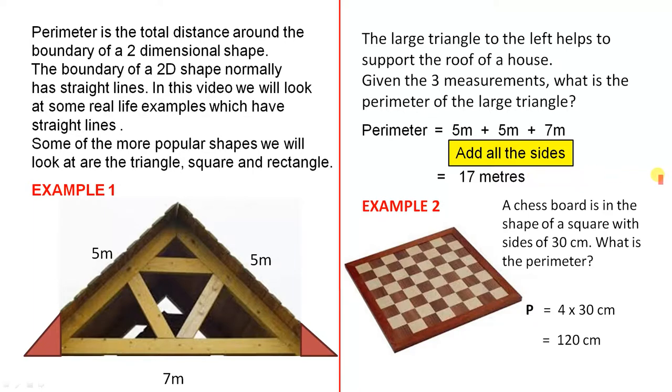Example 2. A chessboard is in the shape of a square with sides of 30 centimetres. What is the perimeter? Again, with the perimeter you add all the sides up. So the short way of doing it, the perimeter equals 4 times 30 because there are 4 sides. 1, 2, 3, 4. And each of those sides is 30 centimetres. So 4 times 30 is 120 centimetres.